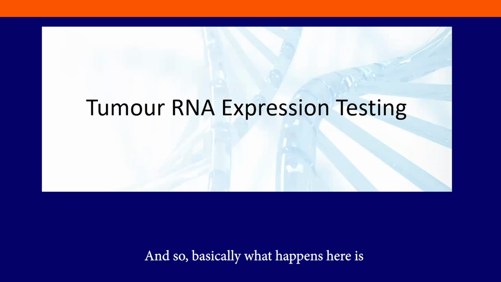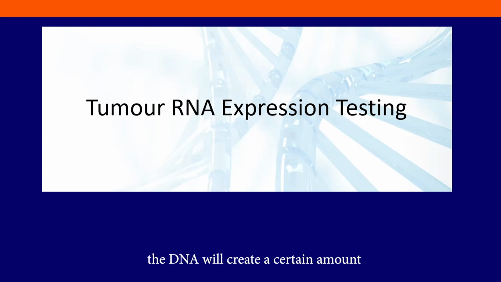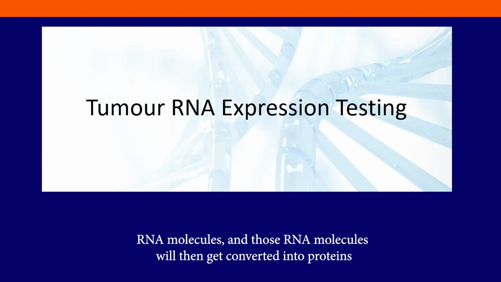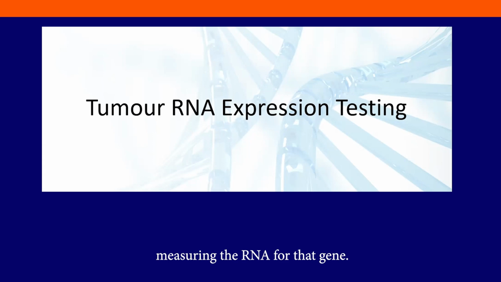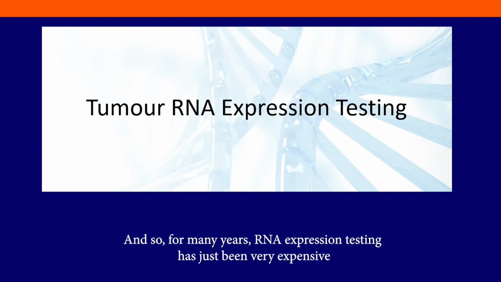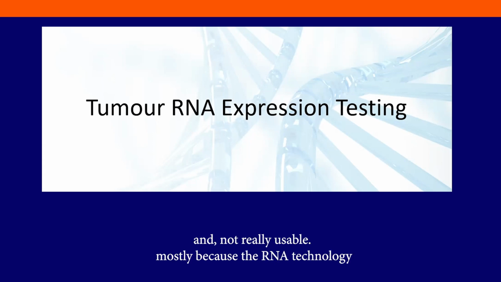And so basically what happens here is the DNA will create a certain amount of RNA molecules, and those RNA molecules will then get converted into proteins. The length of time and amount that a gene is turned on can be determined by measuring the RNA for that gene. And for many years, RNA expression testing has just been very expensive and not really usable.